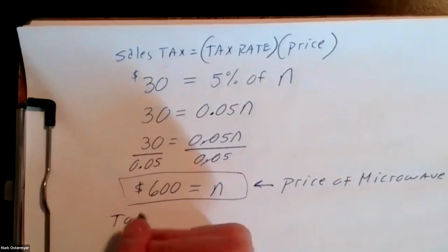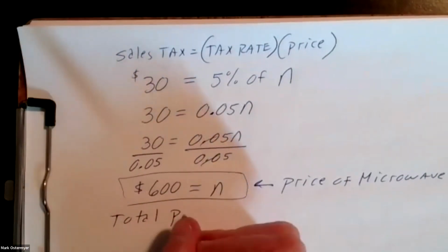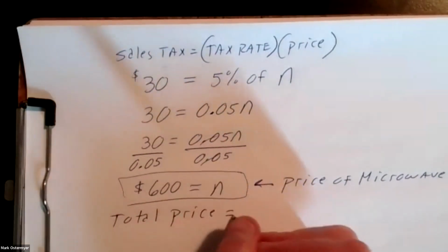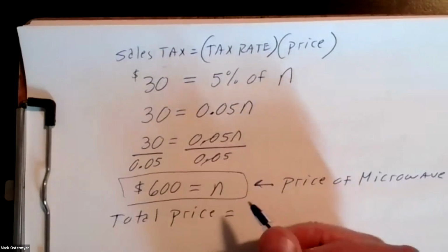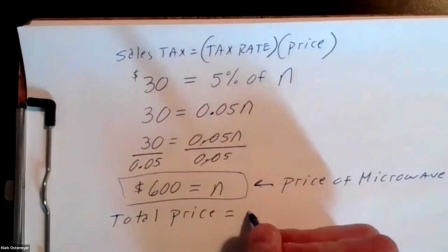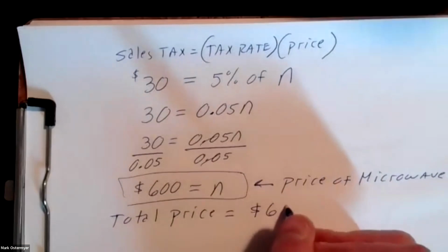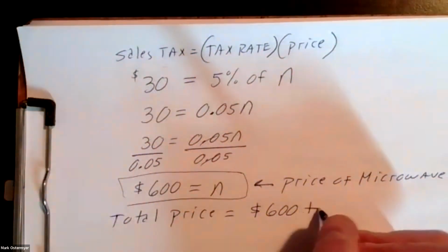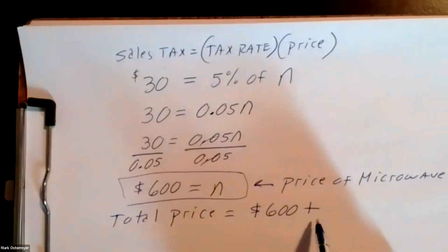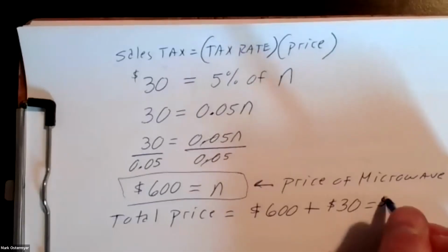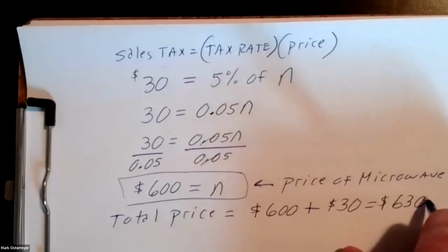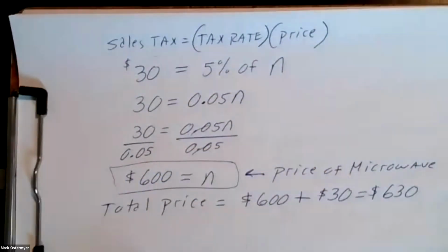Now they want the total price. And how would we find the total price? The total price would be found by taking the price of the microwave, which is $600, and adding to that. What do we add to that? We add the $30 of sales tax. So we're going to be paying $630 at the register. Do you agree? That includes tax. And we're done with that problem.